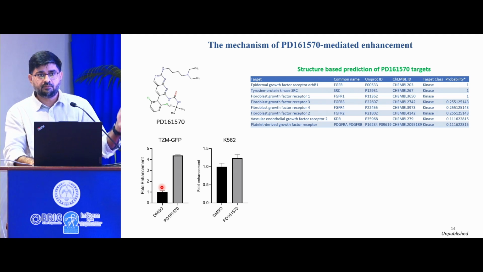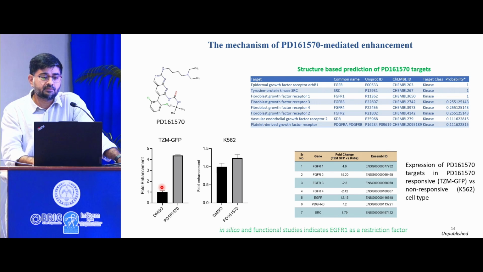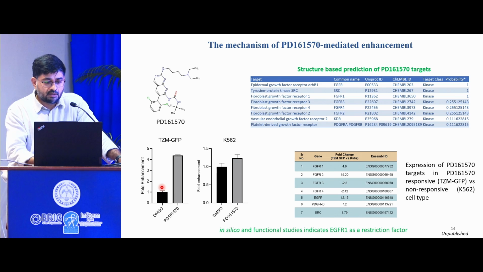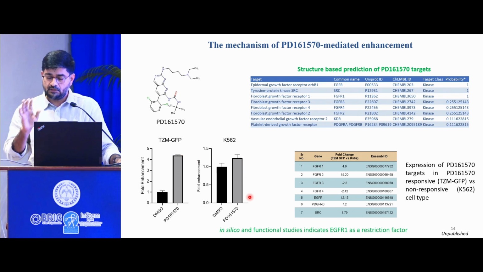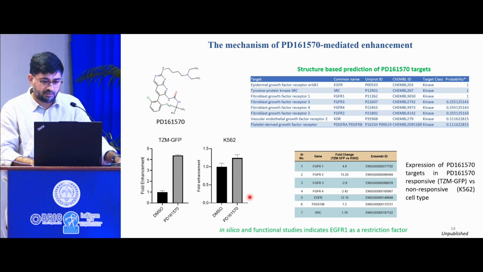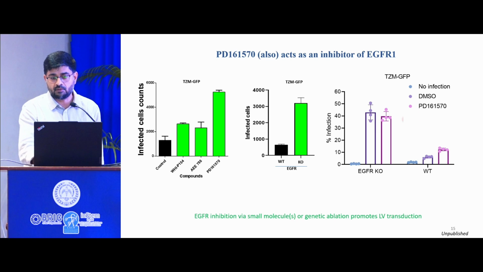So this was a good starting point, and we had the structural analysis and the functional data to identify the putative target. So we did RNA-seq analysis and found that, other than FGFR, EGFR1 is highly expressed in the responsive cell versus non-responsive cell, suggesting that it could be the putative target that is operating here. So obviously the next step that we did was generate a knockout of EGFR, and we saw that in the knockout cell, infectivity increased even in the absence of compound, and the responsiveness to compound disappeared.